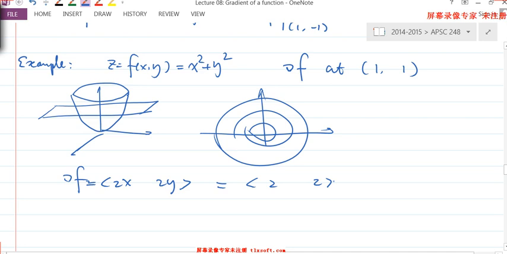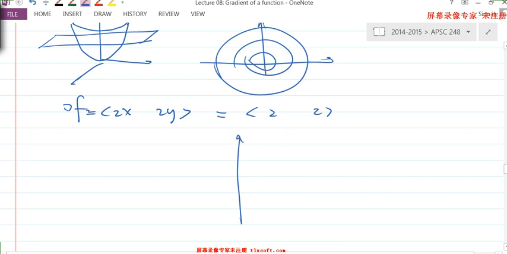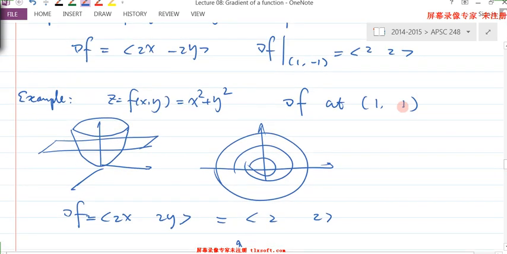Okay, so then can you draw this gradient vector together with the corresponding contour circle? Here is my question. Draw the gradient vector and the contour circle. Use a proper scale. First of all, what would be the circle? What would be the circle at this 1, 1 location?